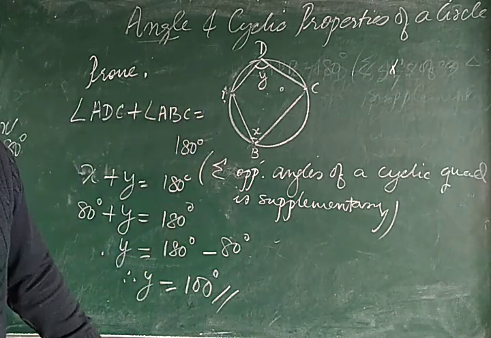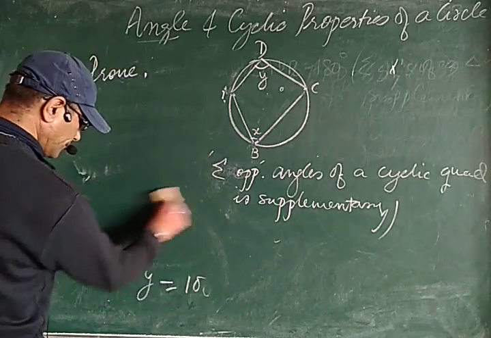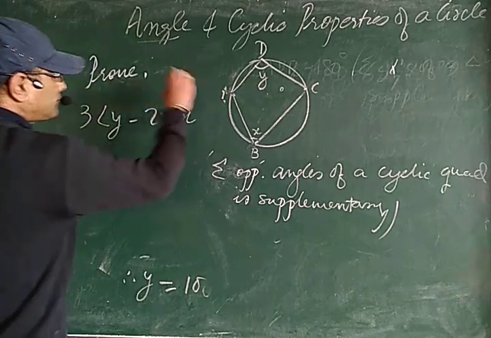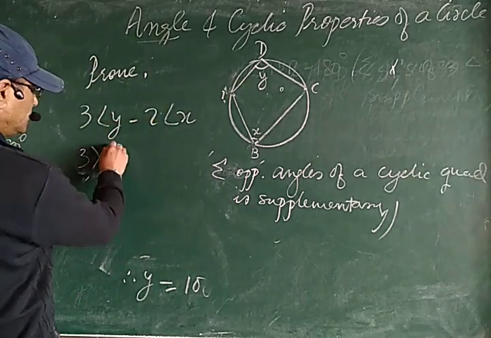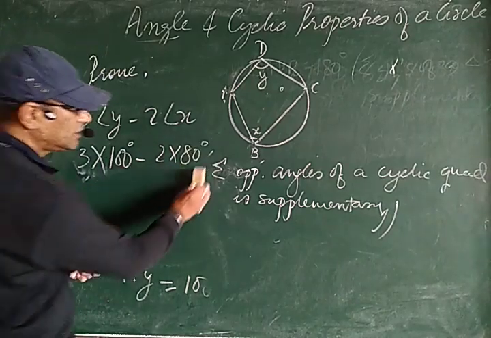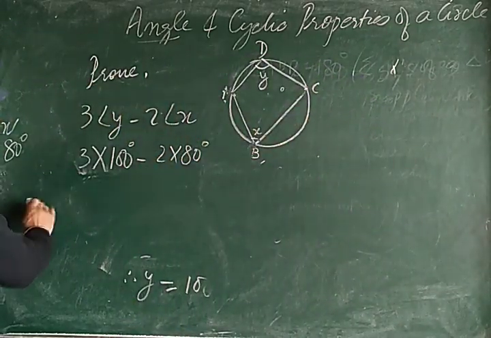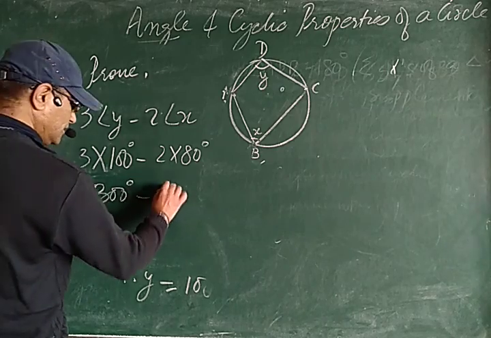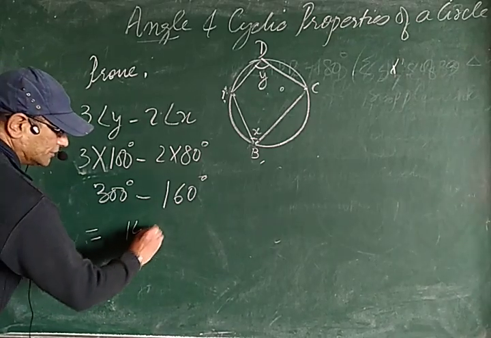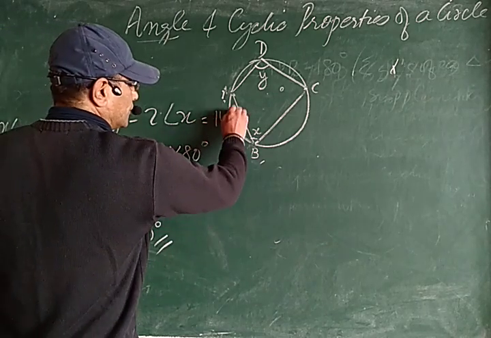Now, the final thing that is to be done: 3 angle y minus 2 angle x. So 3 into 100 degrees, which is the value of y, minus 2 into 80 degrees, the value of x. Just substituting the values of x and y in the given equation. So this will give us 300 minus 160, which gives us 140 degrees. So that was required to be proved, and that has been given in the question.